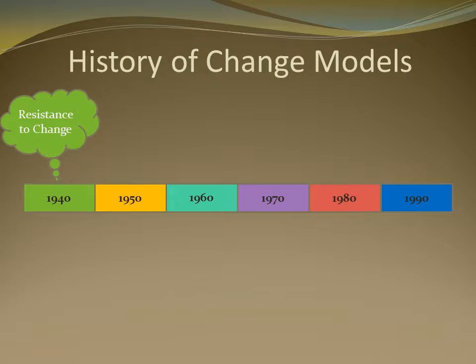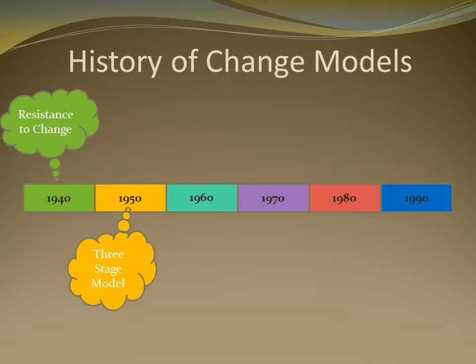In 1948, resistance to change was introduced by Lester Coch and John French Jr. Their research showed that senior management were often the most resistant to change. They recommended an approach to change that highlighted the need for management to communicate the need for change.